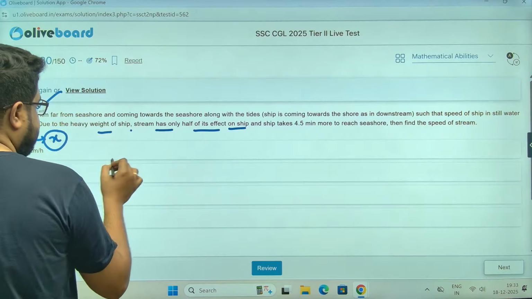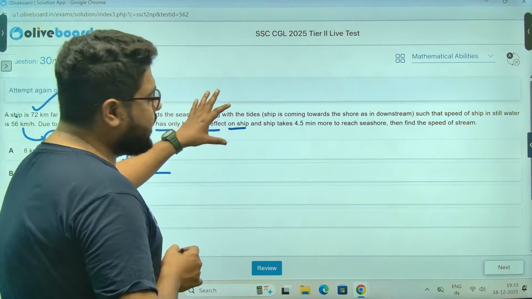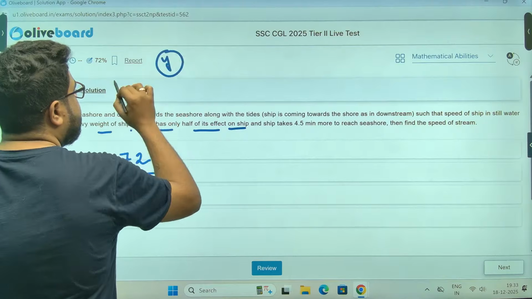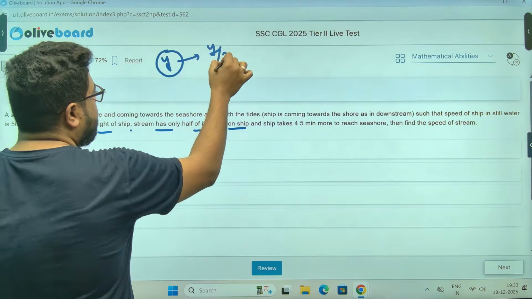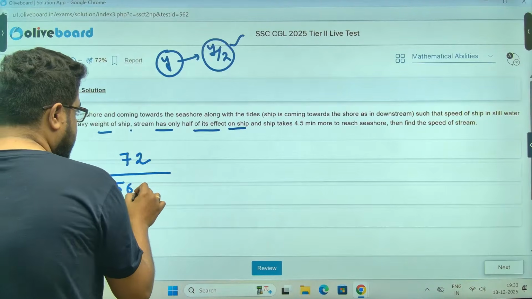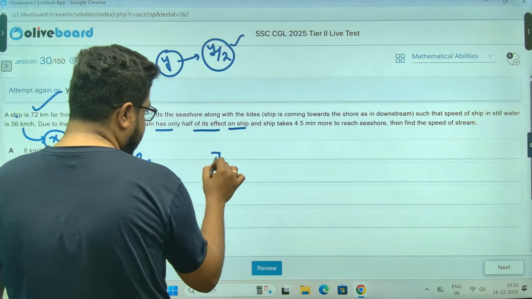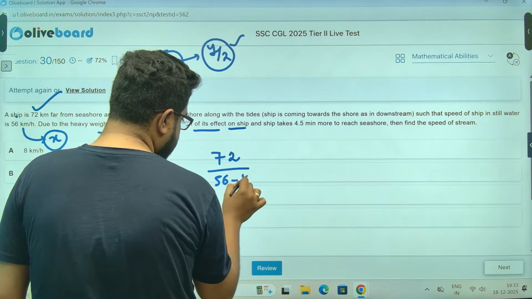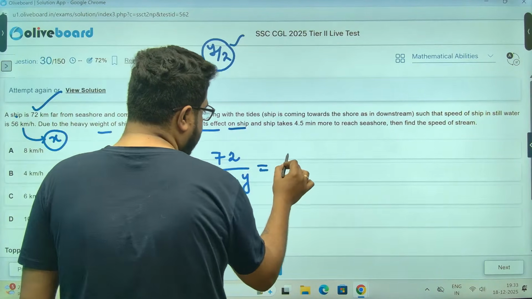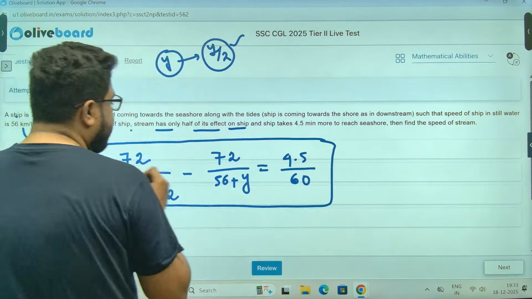72 kilometers, and the ship is taking only half the effect because it is very heavy. So the effect it is taking is only y by 2 because of the heavy weight. So the 4.5 minutes more. It is only taking this effect, but again it should take this effect. Sorry, plus, extremely sorry, because both are downstream. So this difference is 4.5 minutes. That's your equation. Now this will be a quadratic.